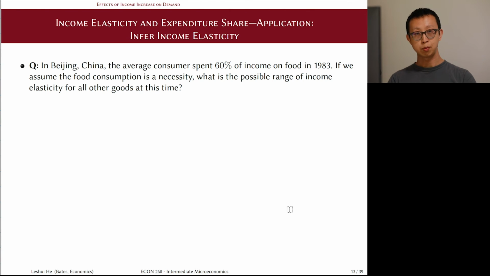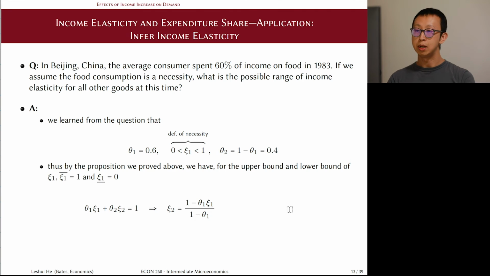To use our framework, let's think of food as good 1 and think of all other goods as a big bundle of good 2. For the question, we learned that theta 1, the expenditure on food, is taking 60% of income. And we also know that food is a necessity by assumption, which means that the income elasticity of demand for food is going to be somewhere between 0 and 1. Just like the previous question, we can back out theta 2 from theta 1, which is 1 minus 0.6, that is 0.4 here.